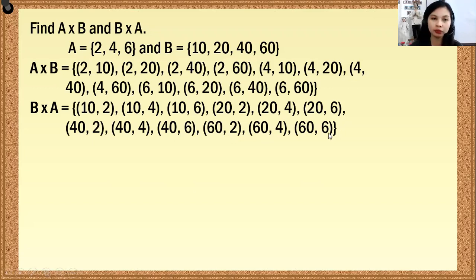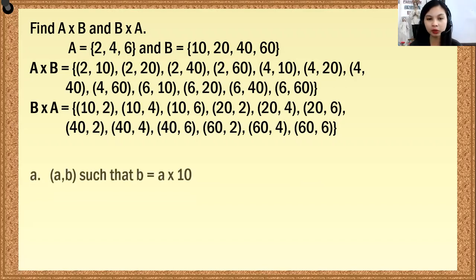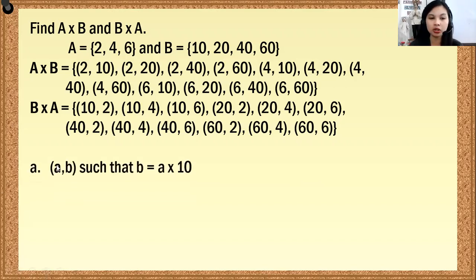Okay? And now, after multiplying A times B and then B times A po, we can now answer yung questions kanina o yung dapat nating hanapin. So, A and B such that ang B daw po natin is times 10 ng ating A. Okay, again, yung B natin dito is times 10 daw siya dapat ng A natin. Okay? So, ang answer is 2 and 20, 4 and 40, and 6 and 60.